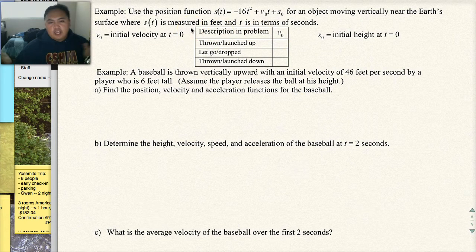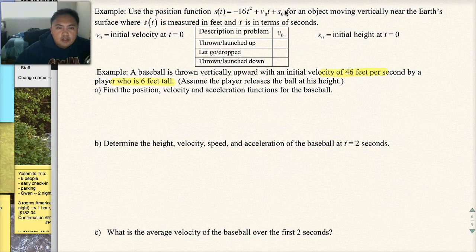So some of you are saying like, okay, word problem, I have no idea what to do. Okay, but don't worry, you got this. Okay, here's my position function. I can't take its derivative or do anything with it because I have this v0 and I have this s0. But luckily the problem told us what they are. My v0, it says my initial velocity is 46 feet per second. My s0, my initial position, remember the guy is 6 feet tall.